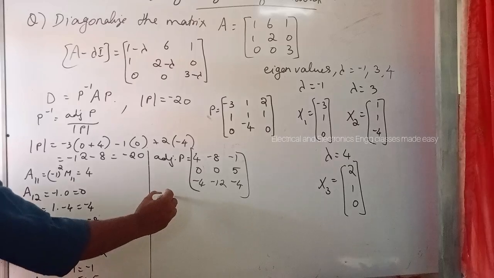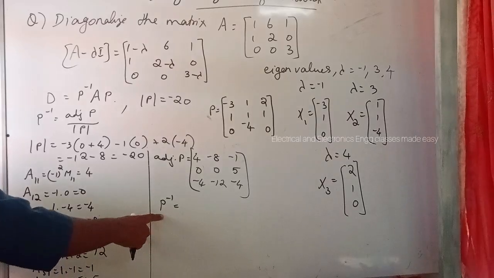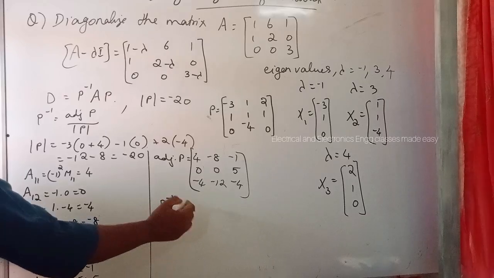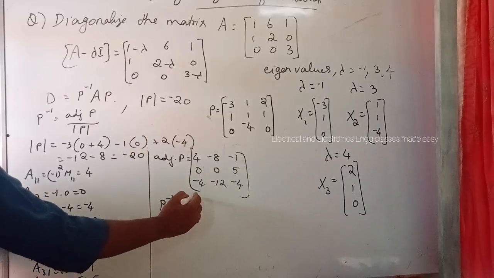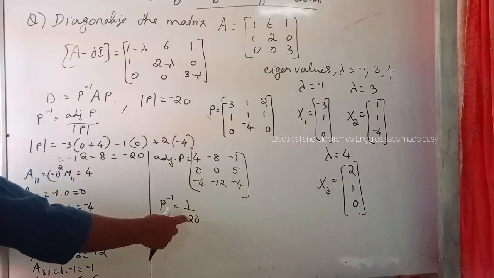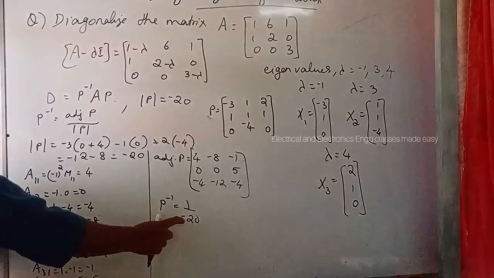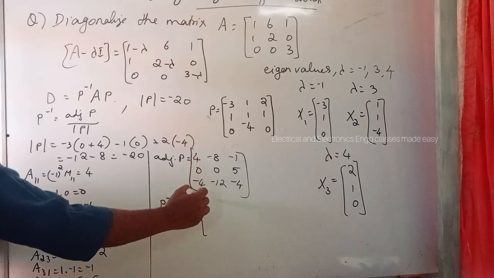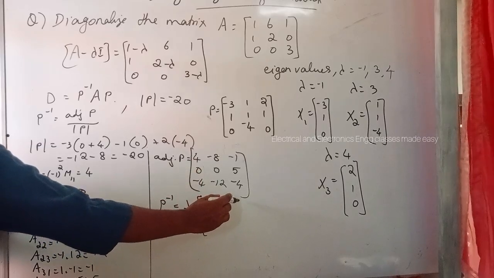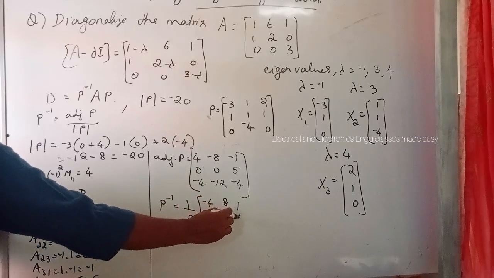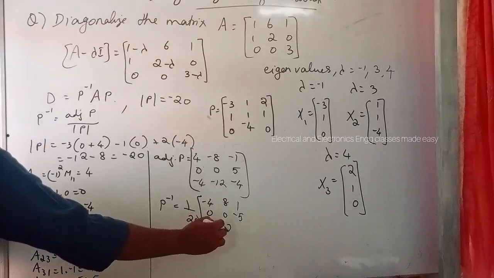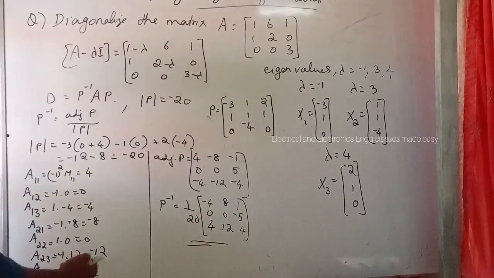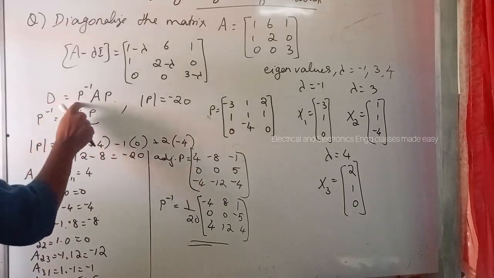Now, what is P inverse? P inverse is the adjoint of P divided by the determinant of P, that is 1 by minus 20 into this matrix. Let us multiply with this negative here. So we get 1 by 20 into minus 4, 8, 1, 0, 0, minus 5, 4, 12 and 4. So this is P inverse. Now we have to find this one.